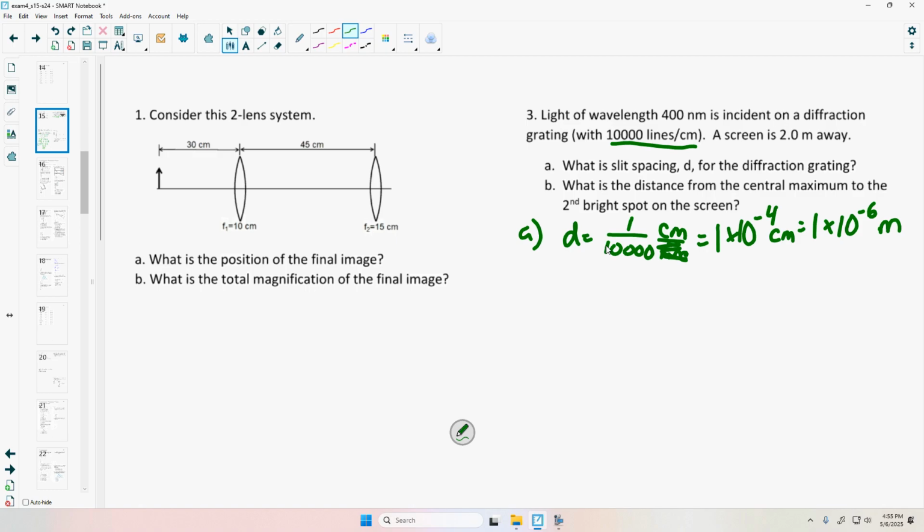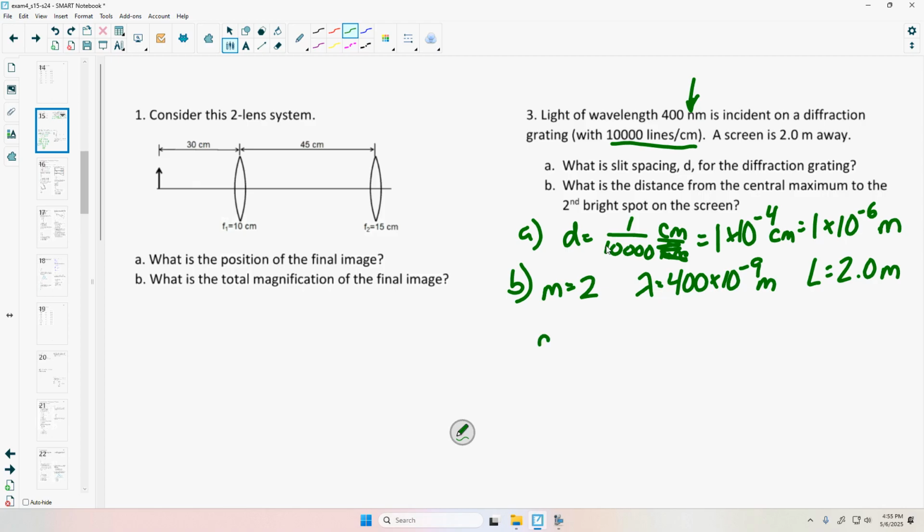And then for the second one, for part B, that one's pretty easy. I want to know the distance from the central maximum to the second bright spot. That second bright spot tells me that m is equal to 2. Lambda, the wavelength, is 400 times 10 to the minus 9 meters. I need to convert that to meters. Nano is minus 9. Your wavelength will be in nanometers, as always. And then L, the distance to the screen, is 2 meters. And then we have D.